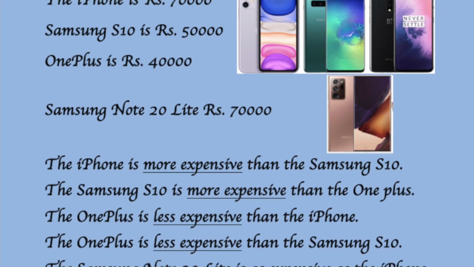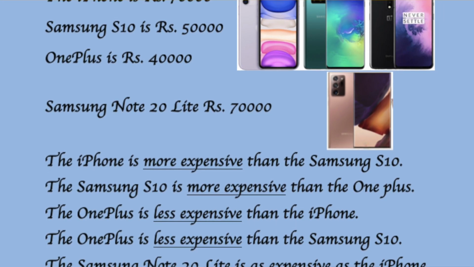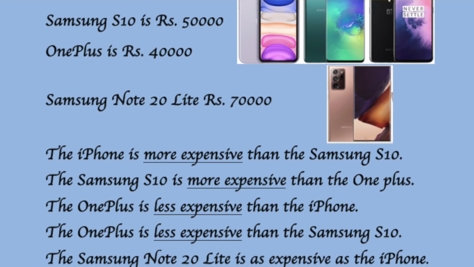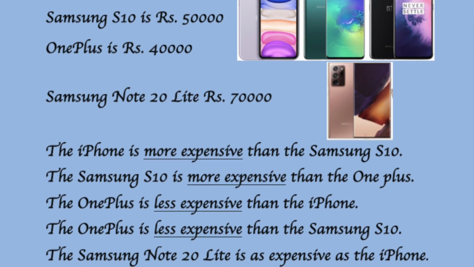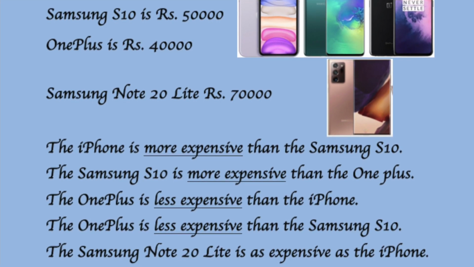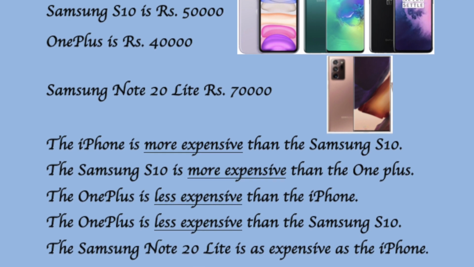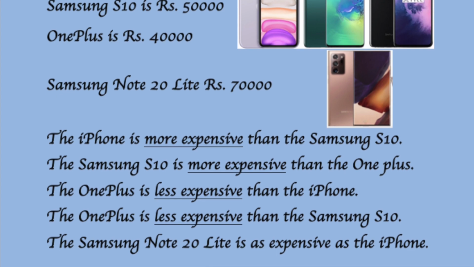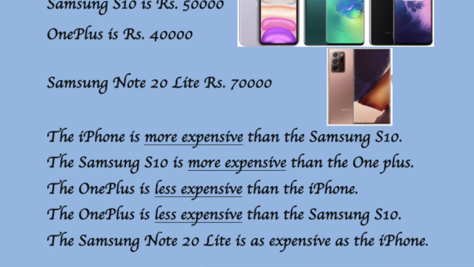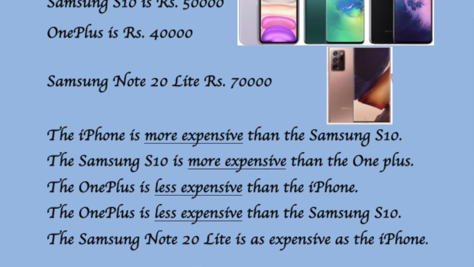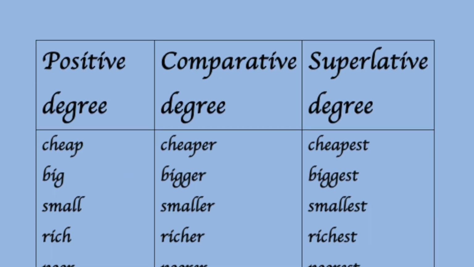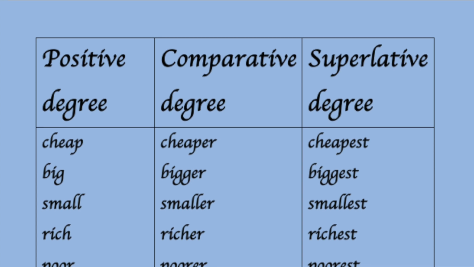Remember, I told you we could also use the positive degree form, as plus adjective plus as. It means that nouns are equal. So let's say that the Note 20 Lite is also 70,000 rupees. That means the price of the iPhone and the Note 20 Lite are the same. So we can say the Note 20 Lite is as expensive as the iPhone. They are equal. So what kinds of mistakes do you make with positive, comparative and superlative degrees?